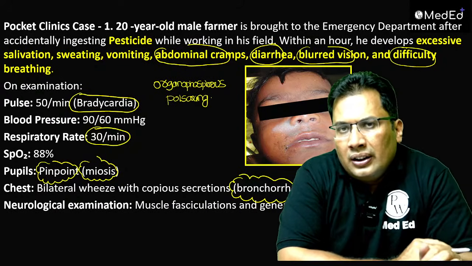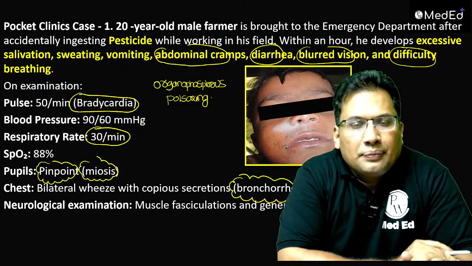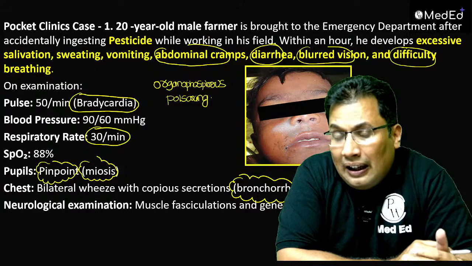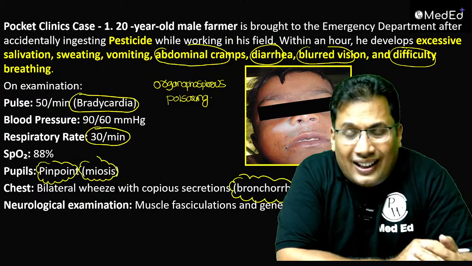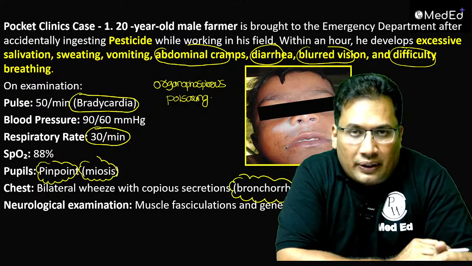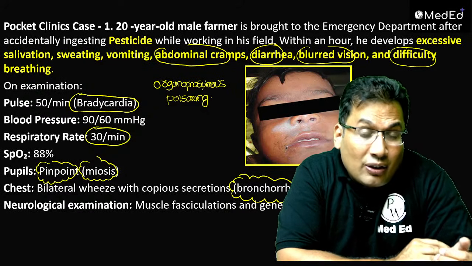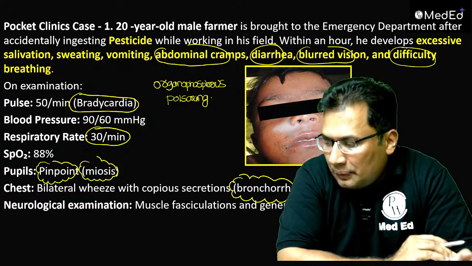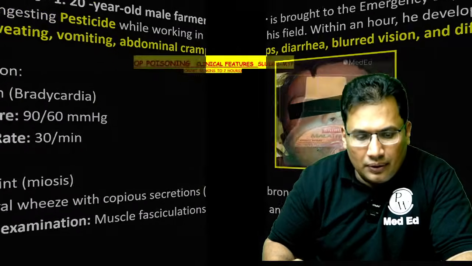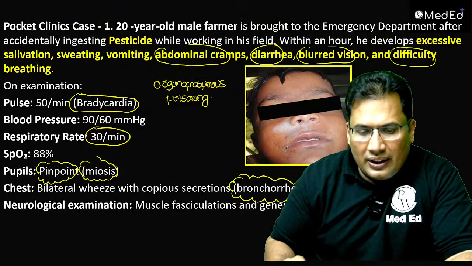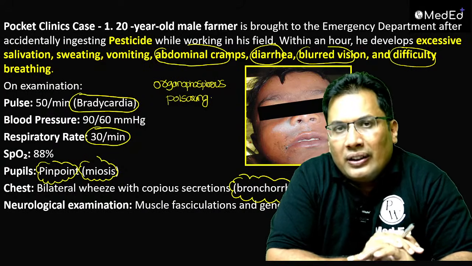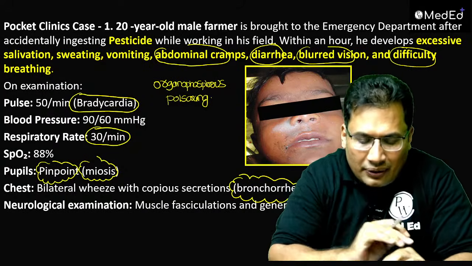Organophosphorus is an insecticide. It can be an aryl phosphate or an alkyl phosphate. For example, malathion is a well-known alkyl phosphate, and parathion is a well-known aryl phosphate. So the treatment and the diagnostic approach we are going to discuss in the next 10 to 15 minutes.